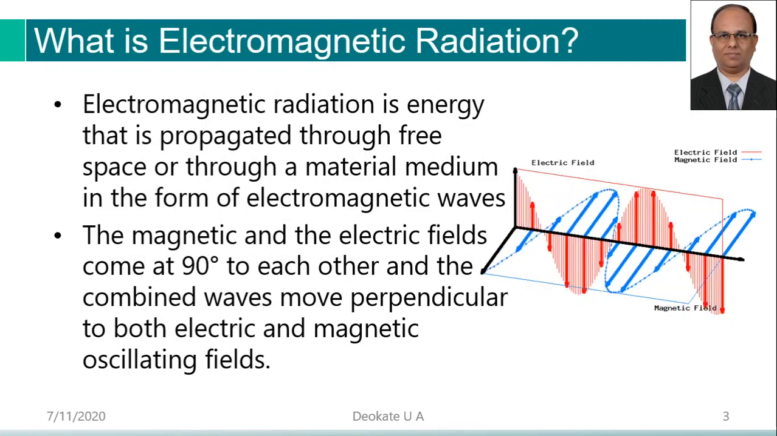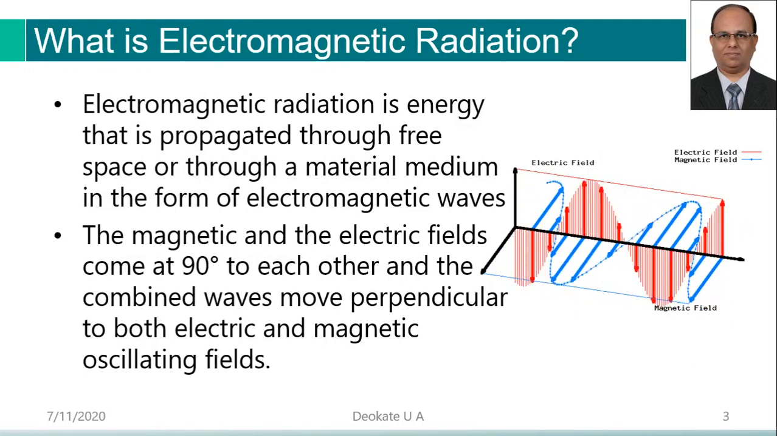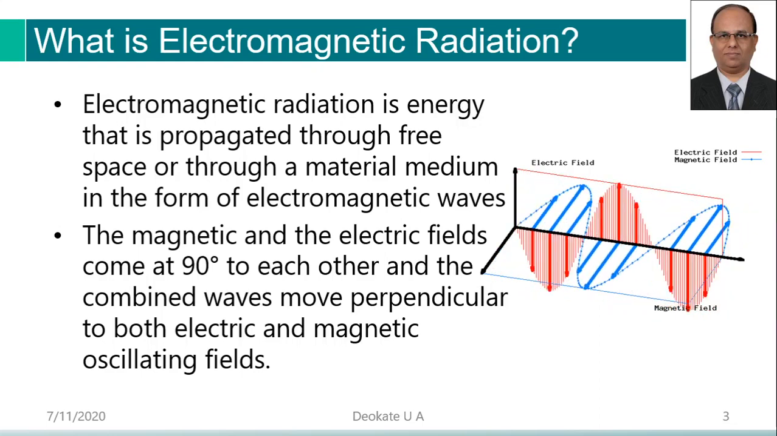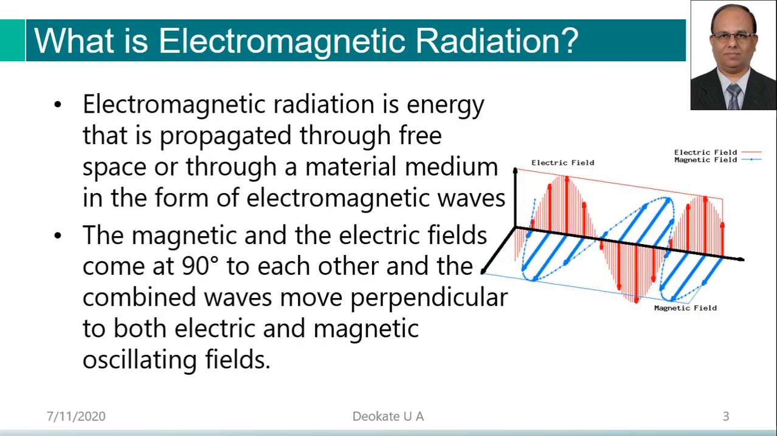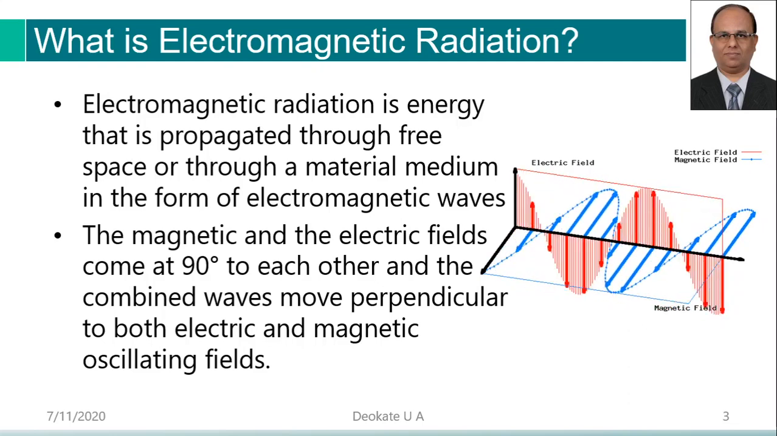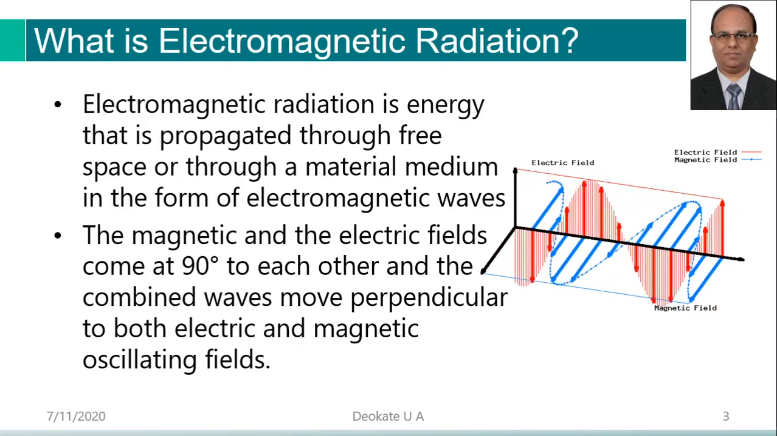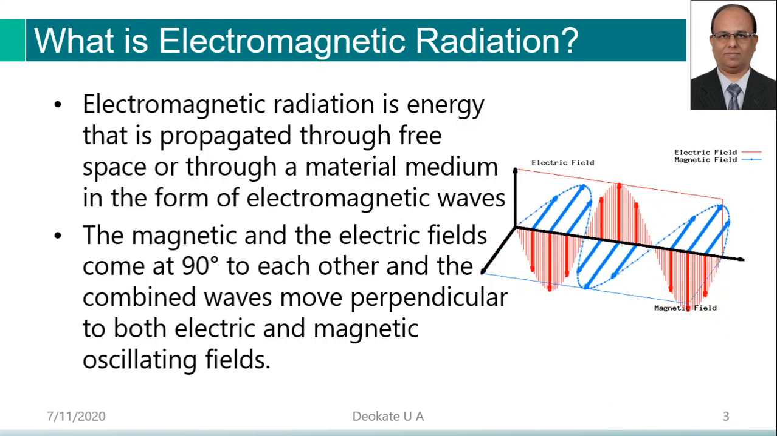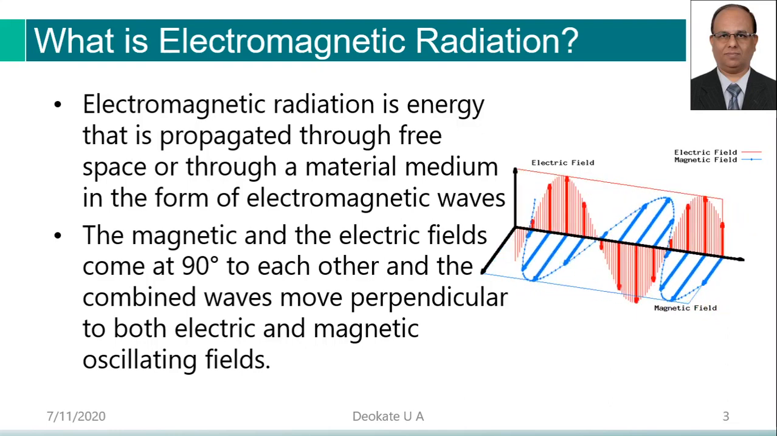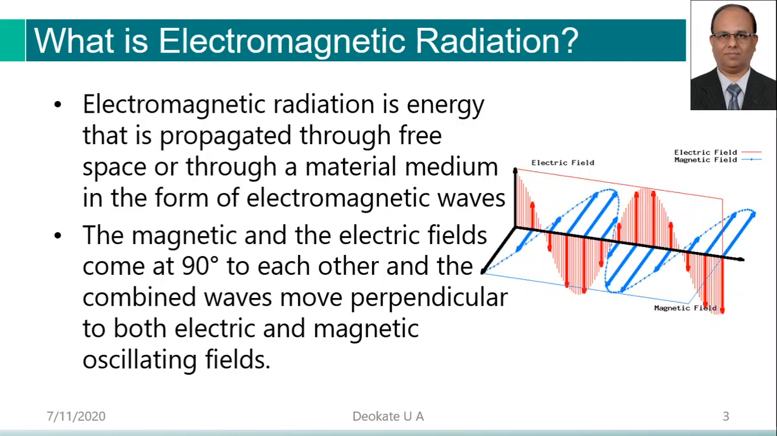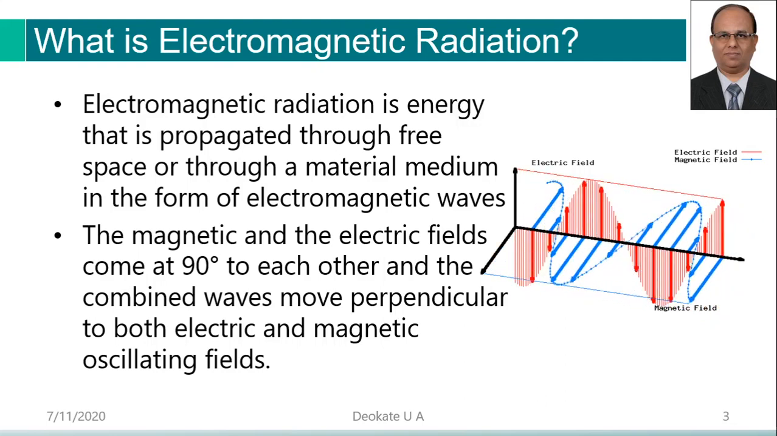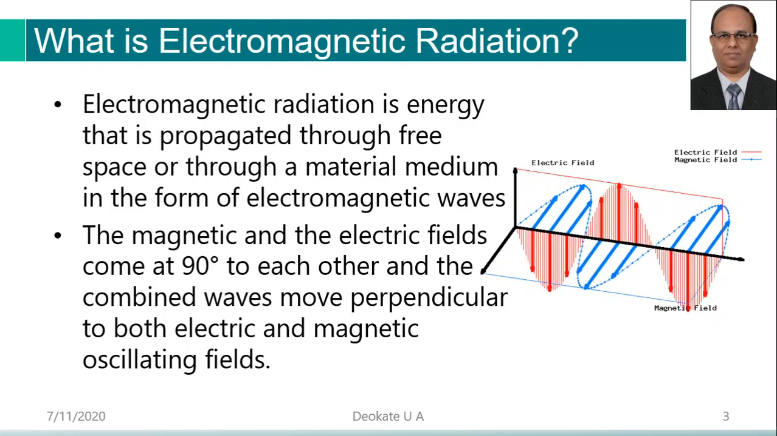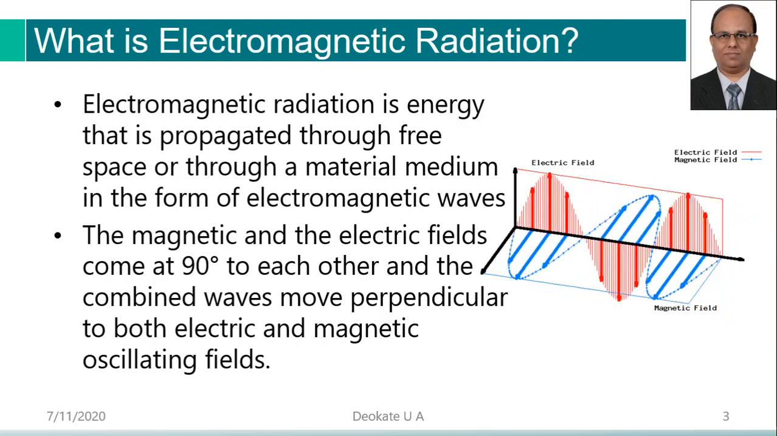First of all, we will see what we mean by electromagnetic radiation. Electromagnetic radiation is energy that is propagated through free space or through a material medium in the form of electromagnetic waves. The radiations which can travel from one point to another are called electromagnetic radiation. It has both vectors, electrical field and magnetic field, therefore the term electromagnetic radiations. The magnetic and electrical fields are at 90 degrees to each other and the combined wave moves perpendicular to both electrical and magnetic oscillating fields.